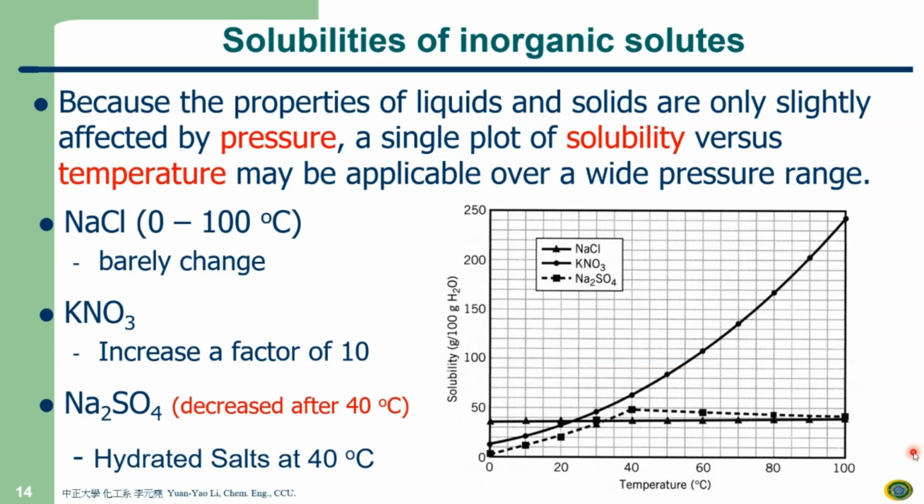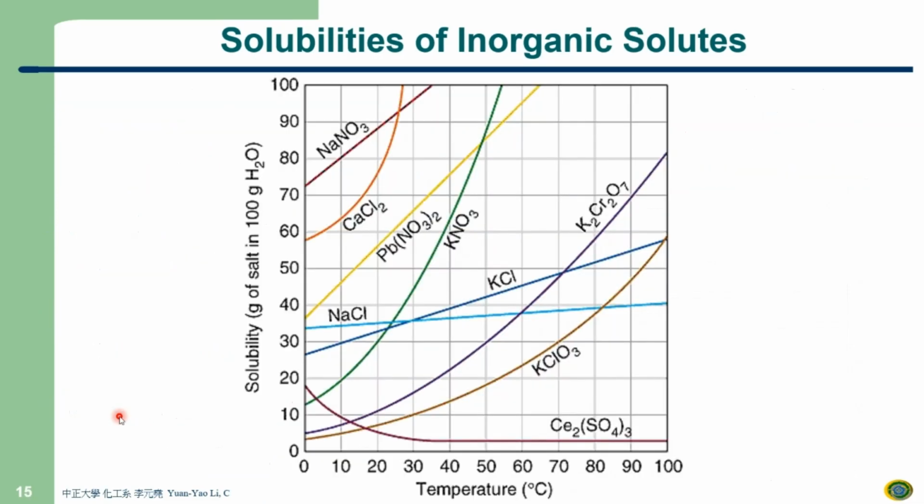Why is this abnormal? I'm going to tell you very soon, because this is called hydrated salt. At 40, the sodium sulfide starts to take in water and become another compound. And this compound we call hydrated salt. So this is another example of the solubility of the organic solute. As you can see, normally when the temperature increases the solubility increases, but there are some abnormal, some exception cases.